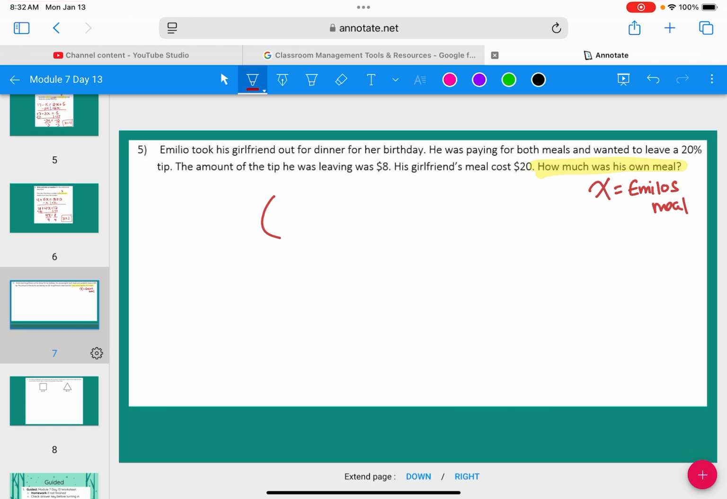So that means that his meal plus his girlfriend's meal would be written x plus 20. Now, if he's going to leave a 20% tip, we're going to multiply the total cost of the meal, which is x plus 20, times 0.2, 20%. And they leave an $8 tip. Okay, you could write 0.2 as 0.20 if you want, or you can just write 0.2. It's the same thing.